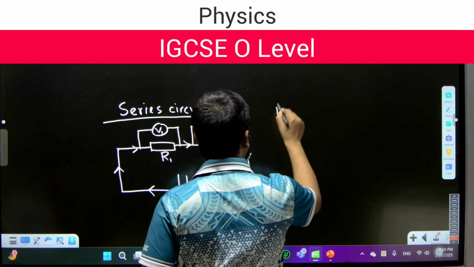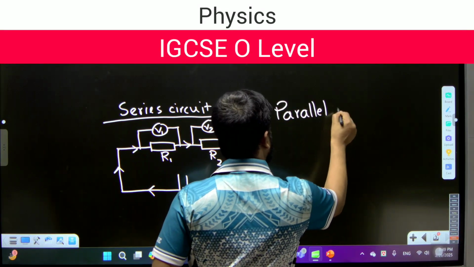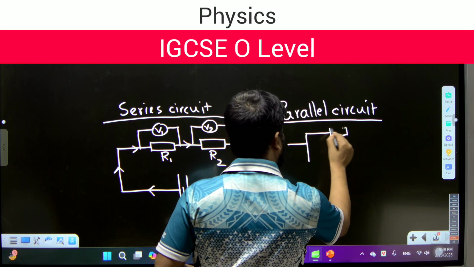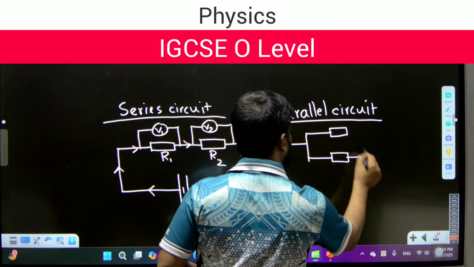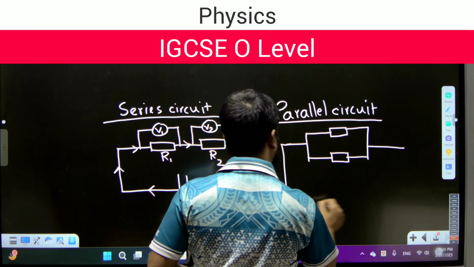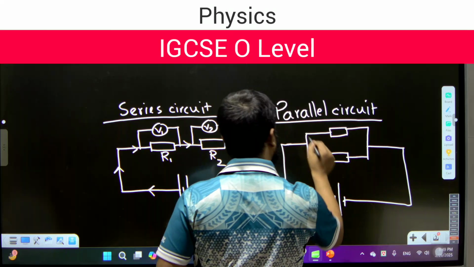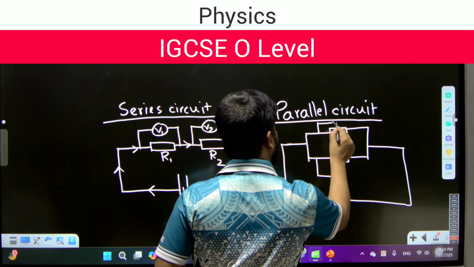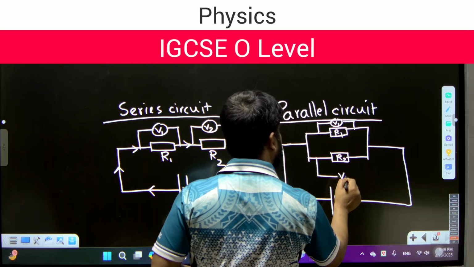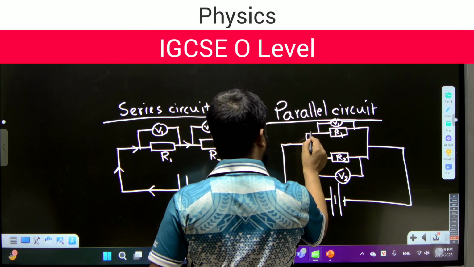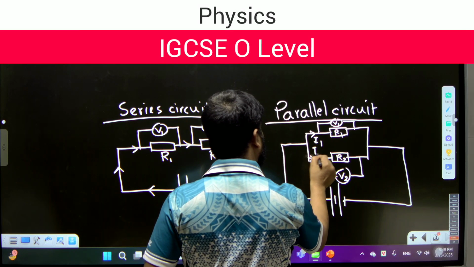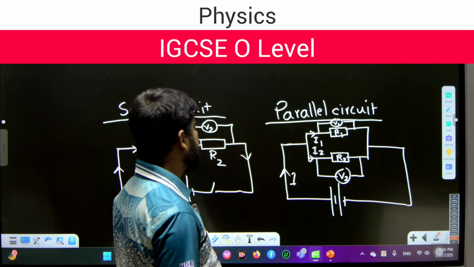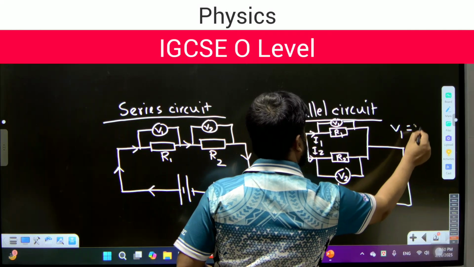On the other hand, the parallel circuit: if circuit components are connected in such a way that current is divided among the branches, but the voltage across the component remains the same. Say this one is R2 and here R1. So the voltage across the components remains the same. So V1 equals V2, but the total current is divided among the branches. If the total current is I, then I is divided among the branches here, but the voltage remains the same. Here V1 equals V2.